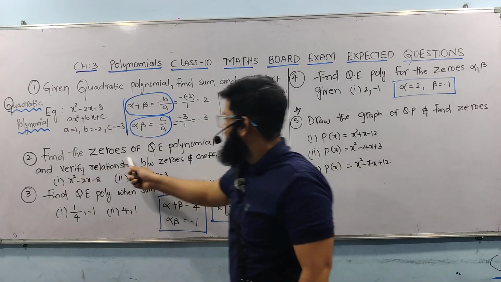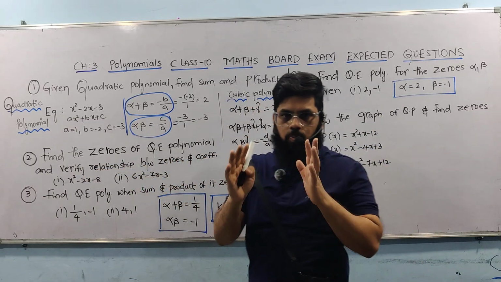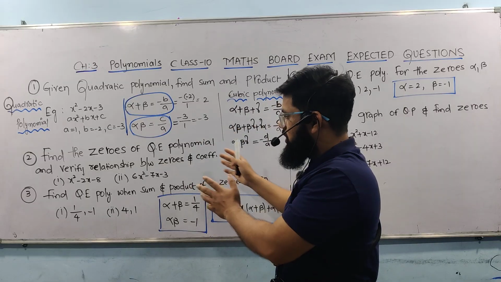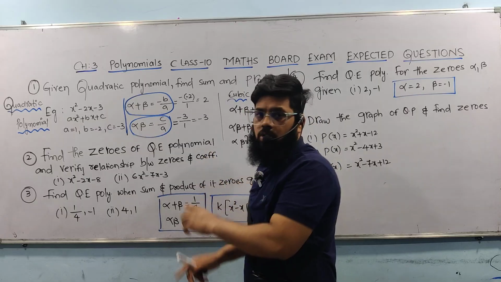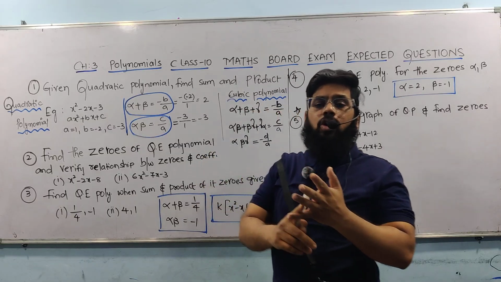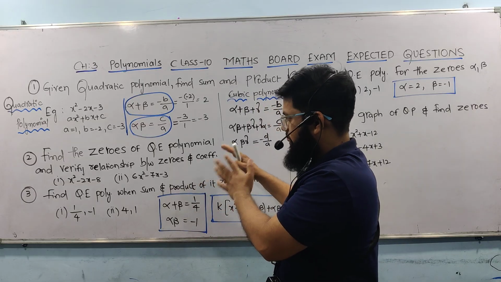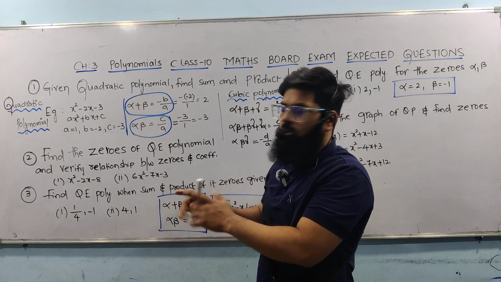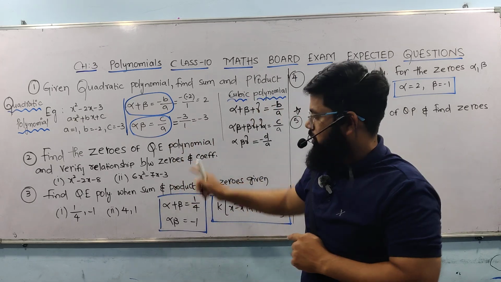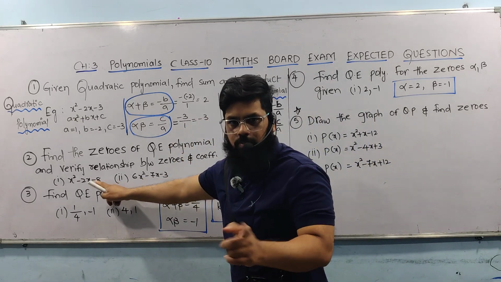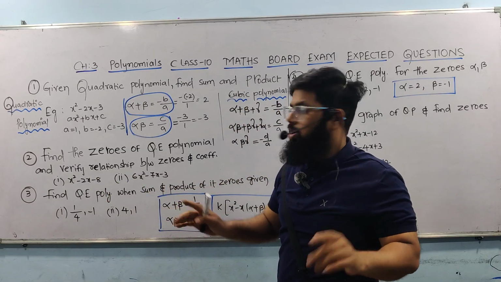Coming to the second one, find the zeros of a quadratic polynomial and verify the relation between zeros and coefficients. After doing research, I have seen that this time the expected question will be this one, because when compared to your special tests, pre-finals and practice papers, this question has not been repeated much, so chances are there in the board exam that for 4 marks they are going to ask you this one. Okay, and they will give you this.